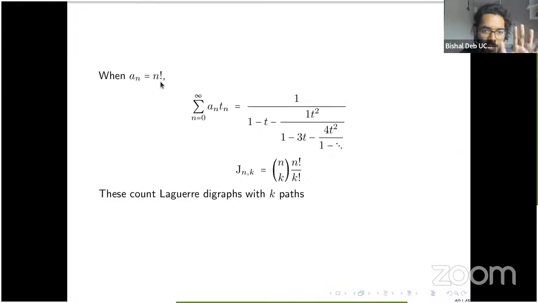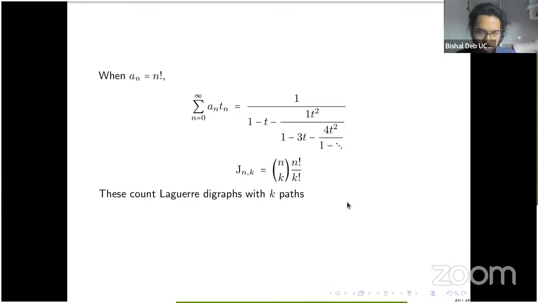So when a_n is n factorial, again, the same typo here. This is what happens when you copy things from one slide to another. So you have this J fraction, which we saw. So you had the odd numbers as gammas and squares as betas. And one can see from the recurrence, you can prove this, that J_{n,k} is equal to n choose k times n factorial over k factorial. So this has a nice closed form formula. And these things count the number of Laguerre digraphs with k paths.